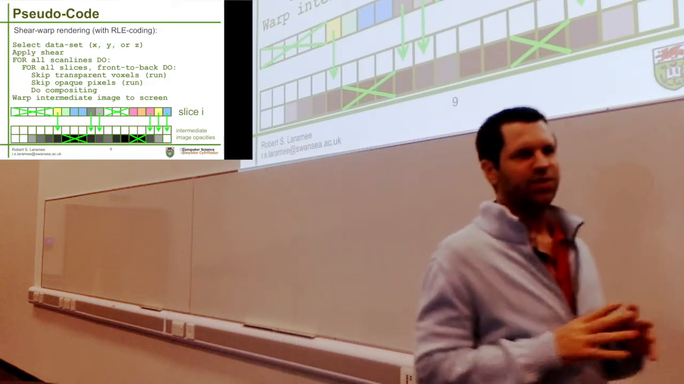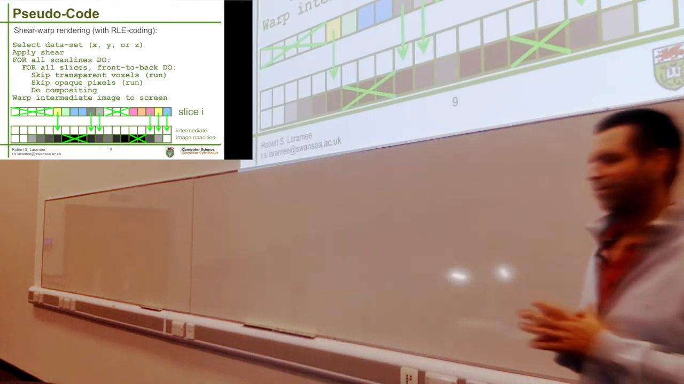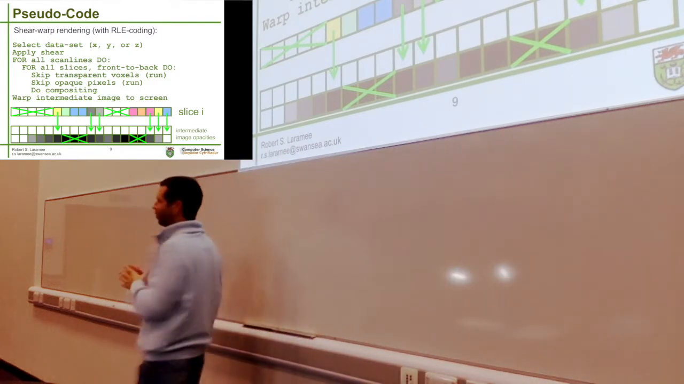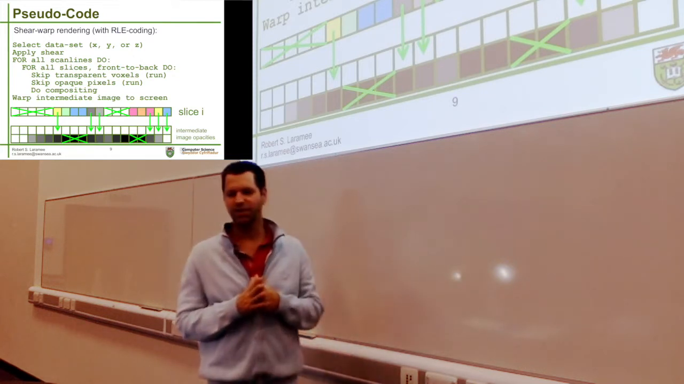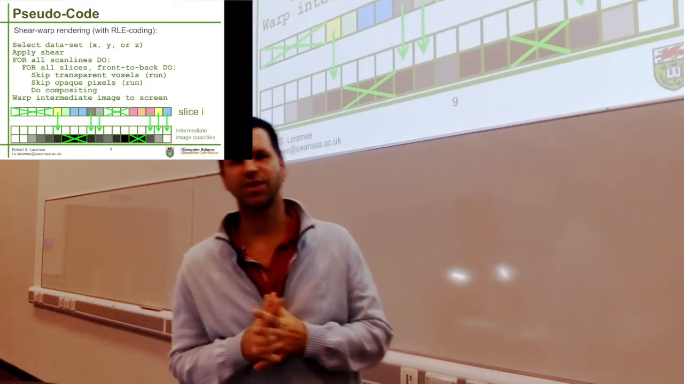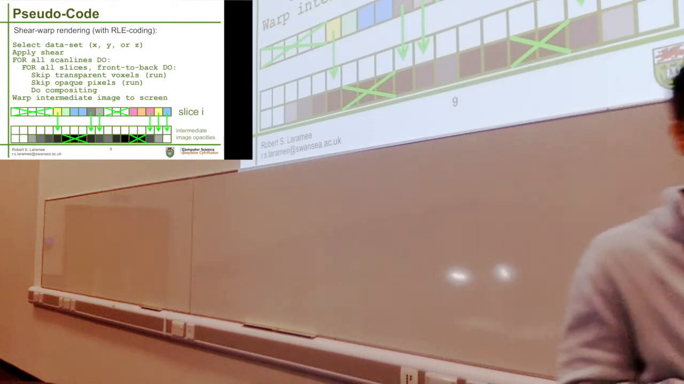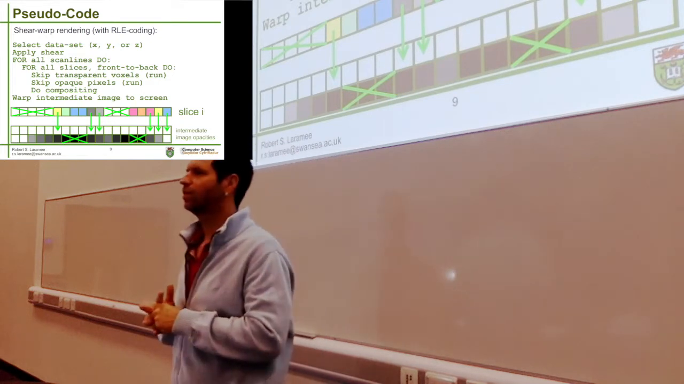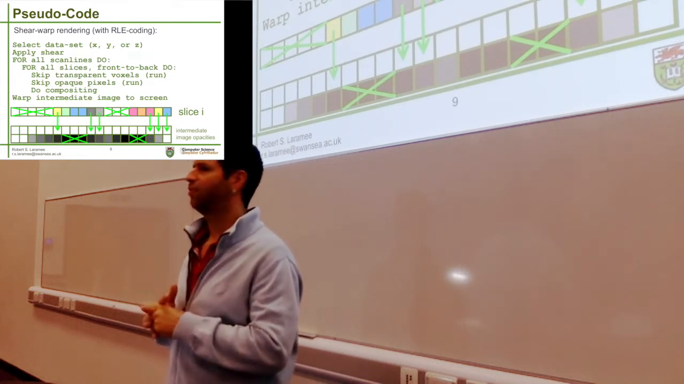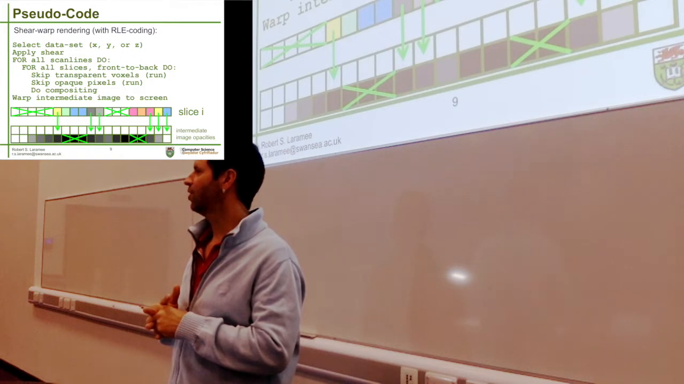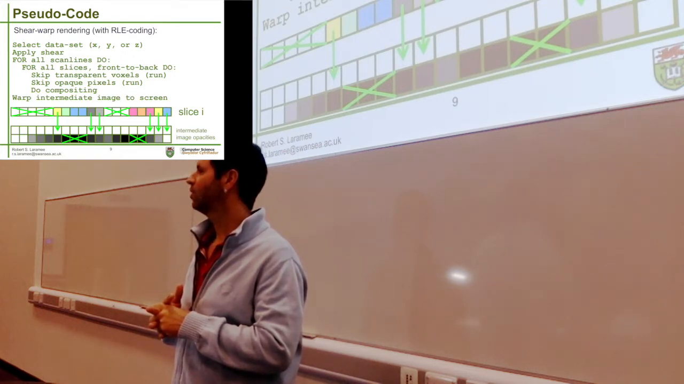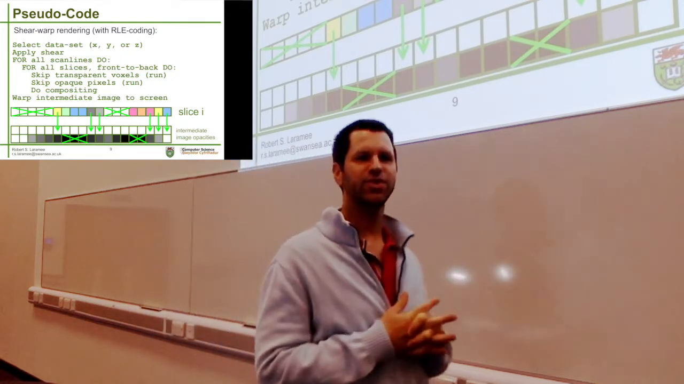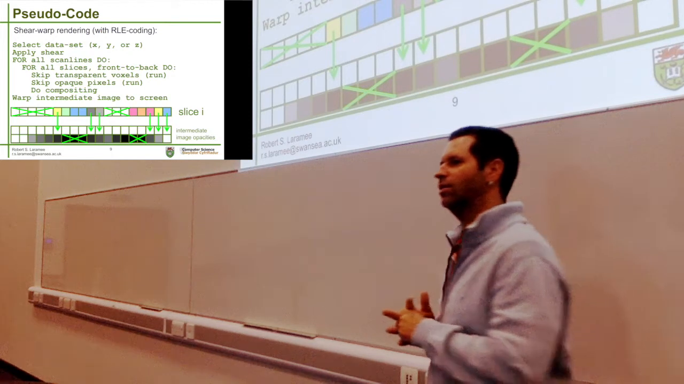So this is kind of a pseudocode summary, with a focus on the run length encoding for accelerating the composition stage of the shear-warp factorization. Anybody heard of run length encoding before? Anybody want to try to say where you've heard it before? Data compression. Exactly. It's like the world's simplest data compression technique.